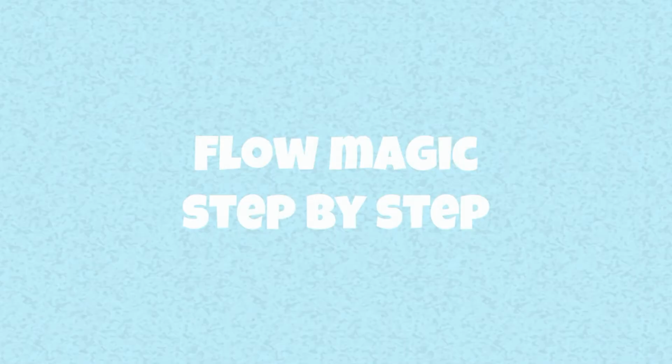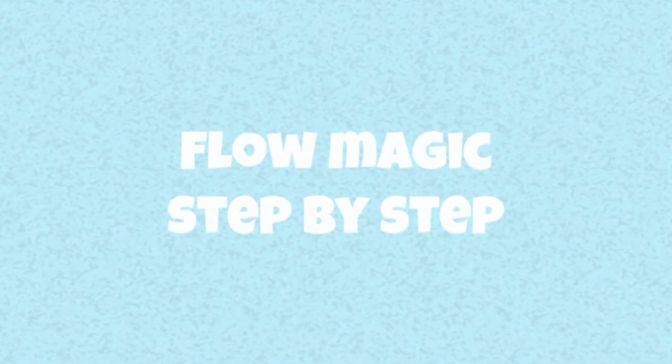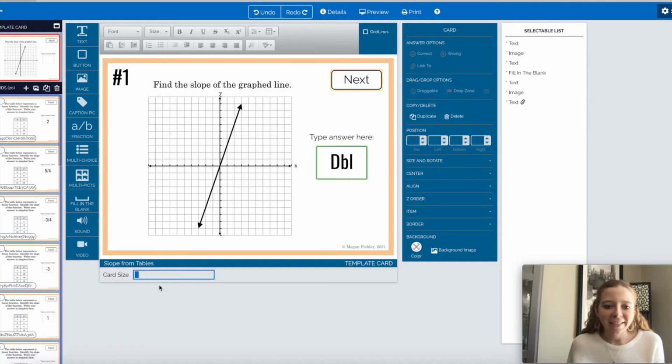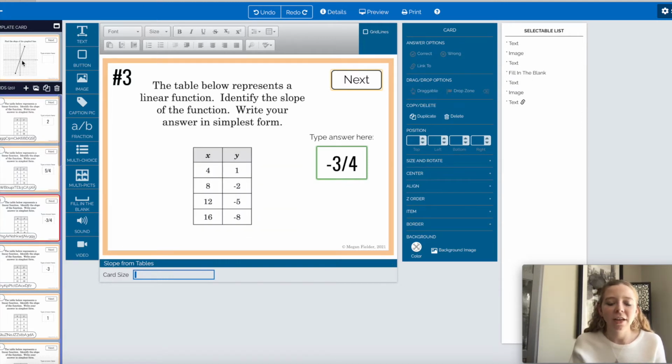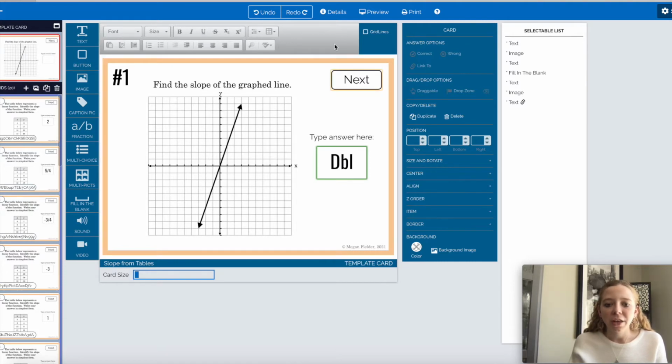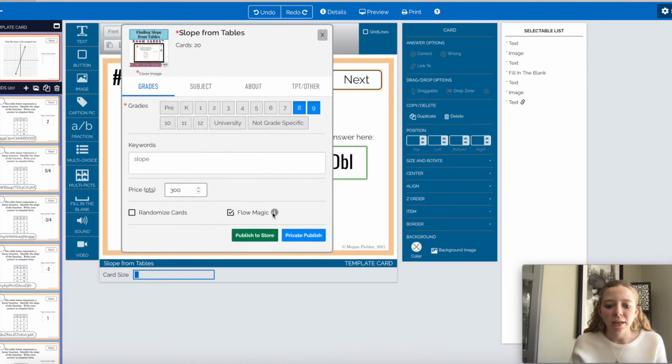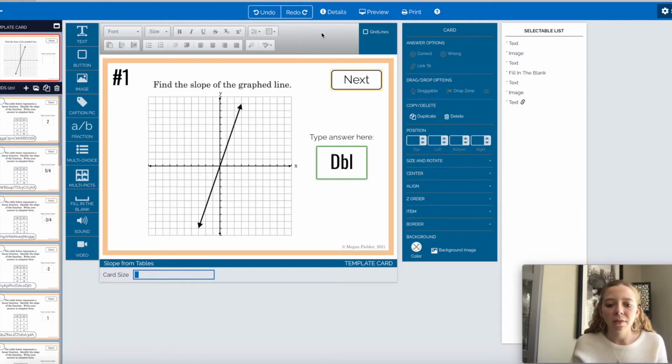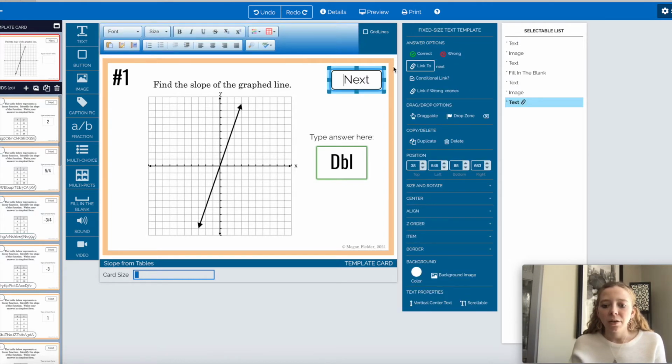So let's take a look at how to set this up. Okay, so I'm in one of my decks on Boom Learning that I've already created. So I have my template card and then my actual activity cards look a little different. But how you turn on Flow Magic is you go to details and then you check this button here. That little info icon tells you that you can't randomize in Flow Magic, so you're choosing Flow Magic instead of randomizing.